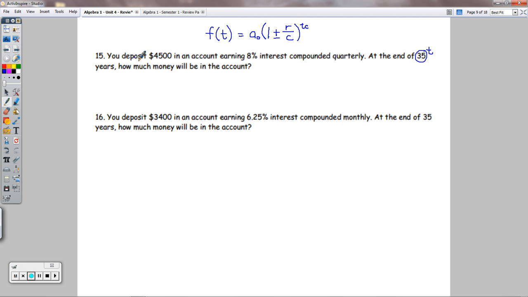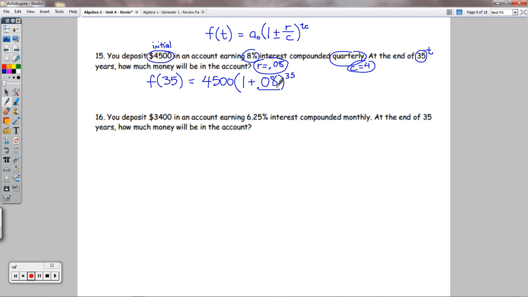So 4,500 is your initial value, and your 8% is r of 0.08. Compounded quarterly means that c would equal 4 right there. So we just are plugging in 35 for t. Initial value out in front there is 4,500, and on this one we're gaining money, we're adding interest to this account, so plus 0.08, and then that's to the 35th power.